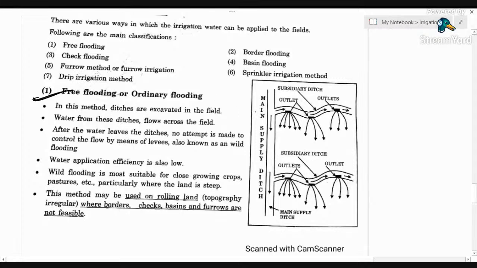Just see this figure. In this free flooding, we construct a main ditch. This is called the main supply or main ditch. From this main ditch, we take some subsidiary ditches. The water from the main ditch is diverted into the subsidiary ditch. In the subsidiary ditch, we construct some small outlets.